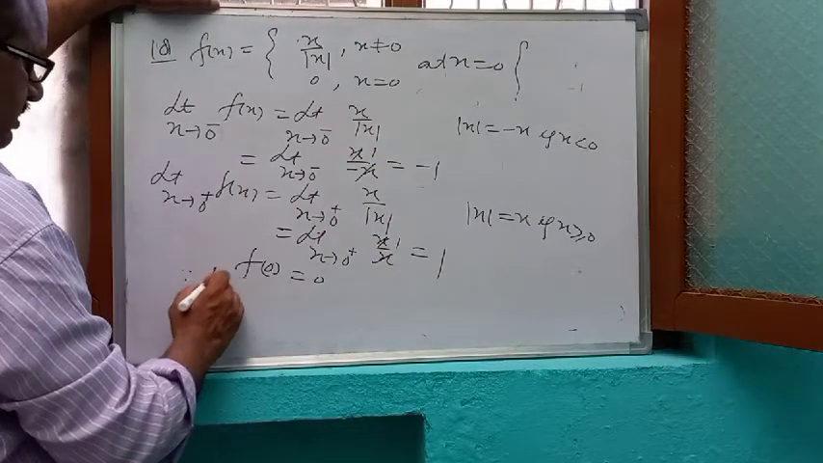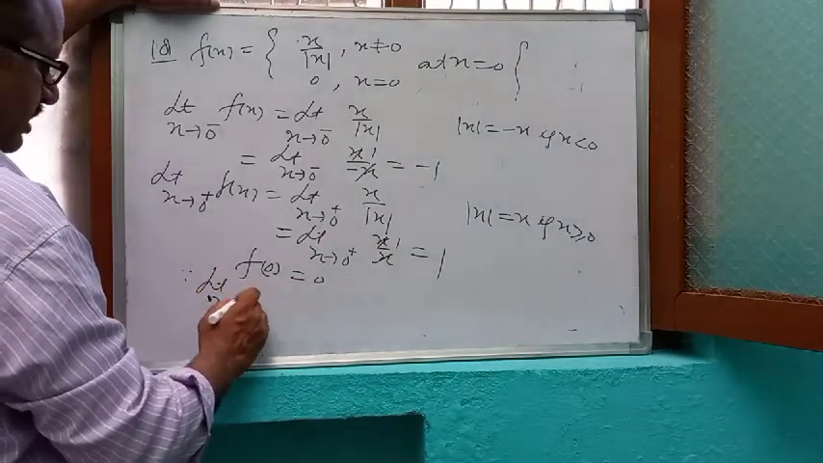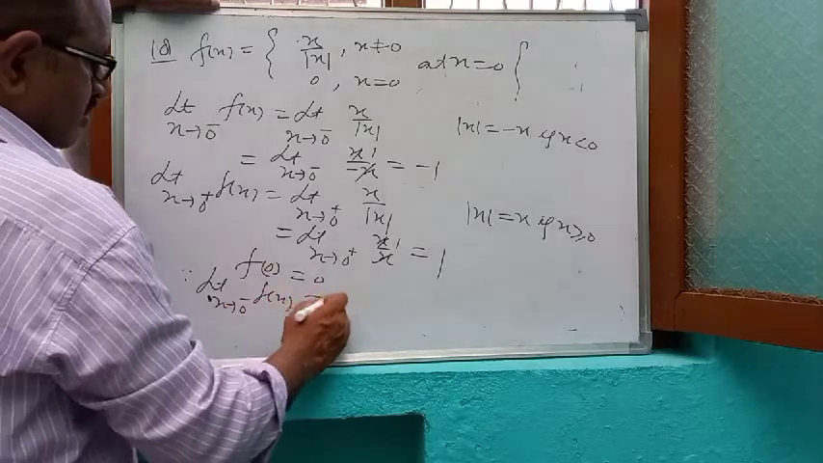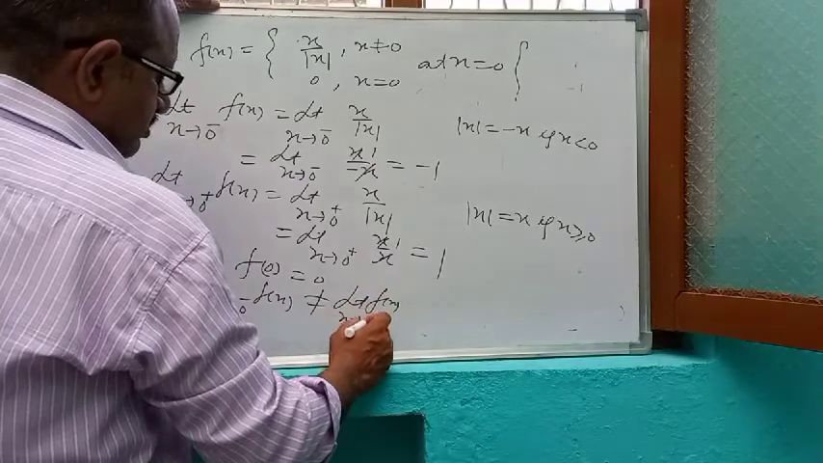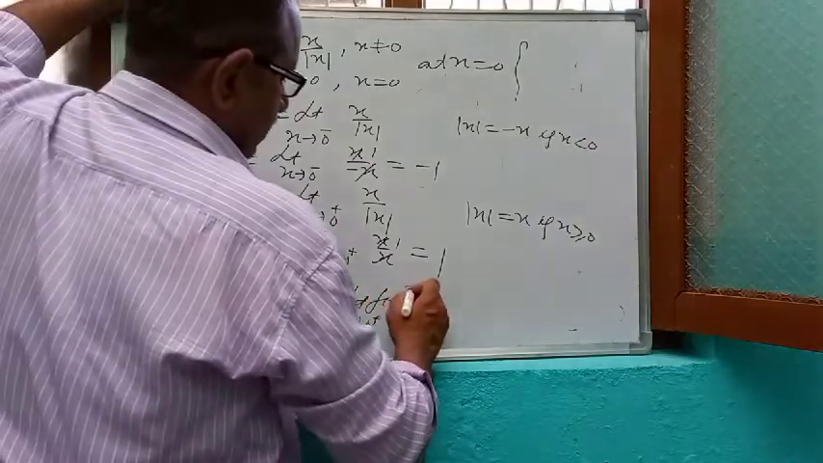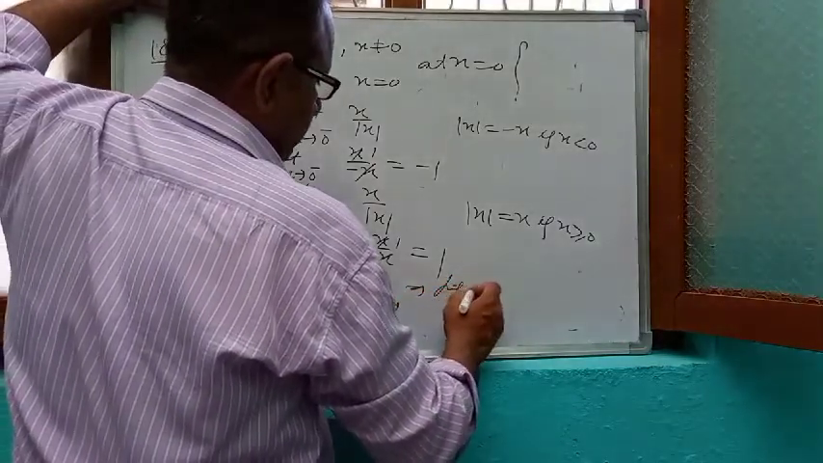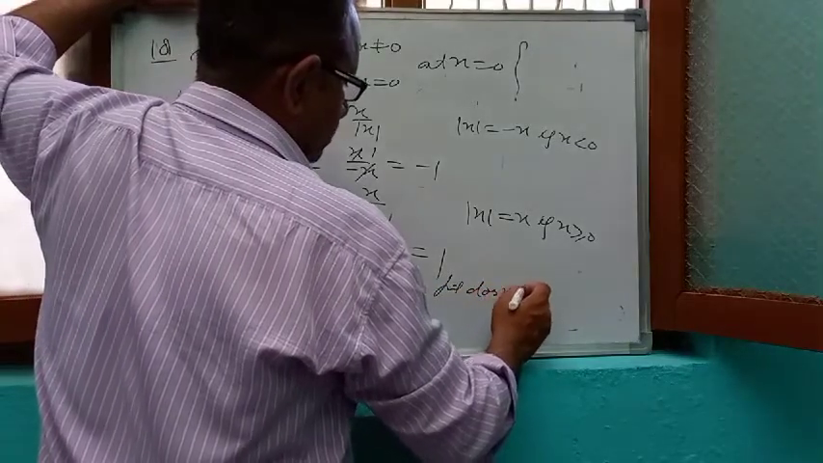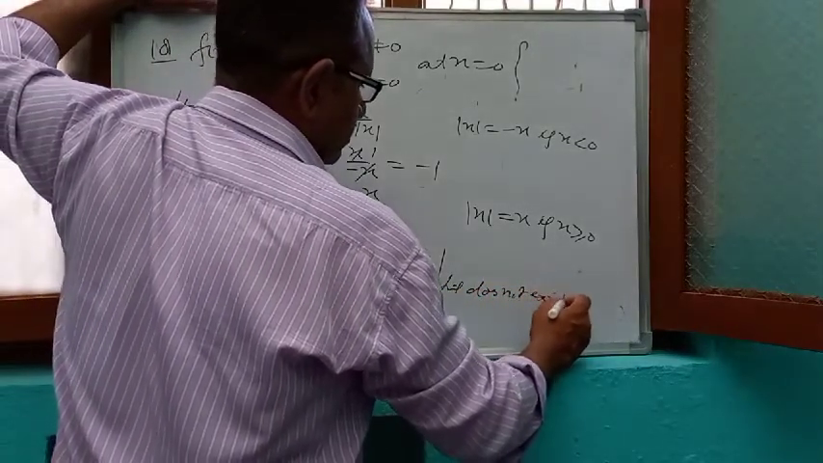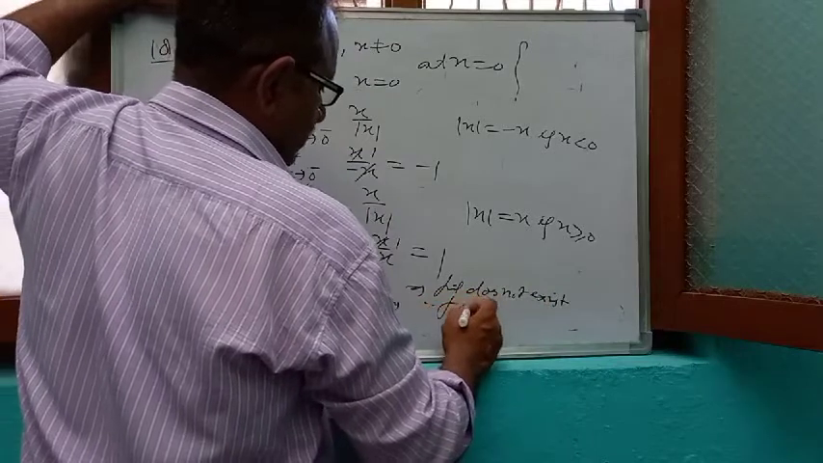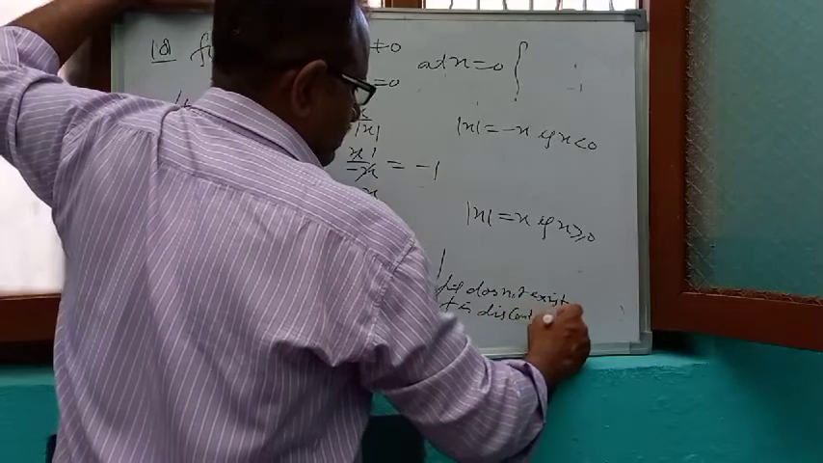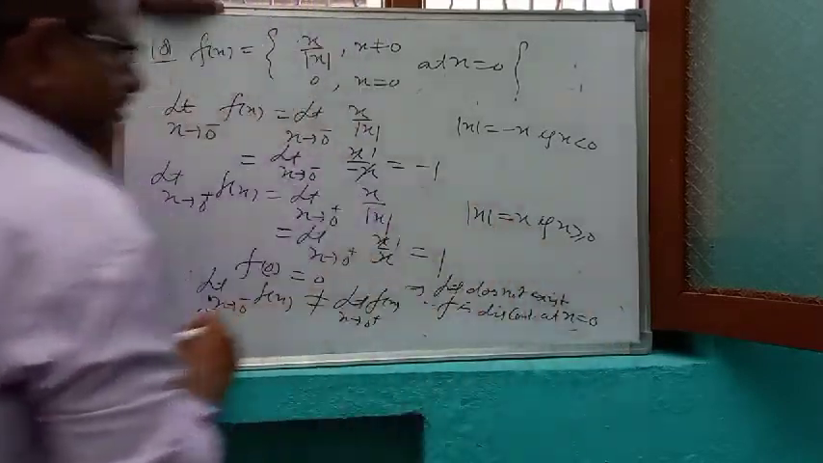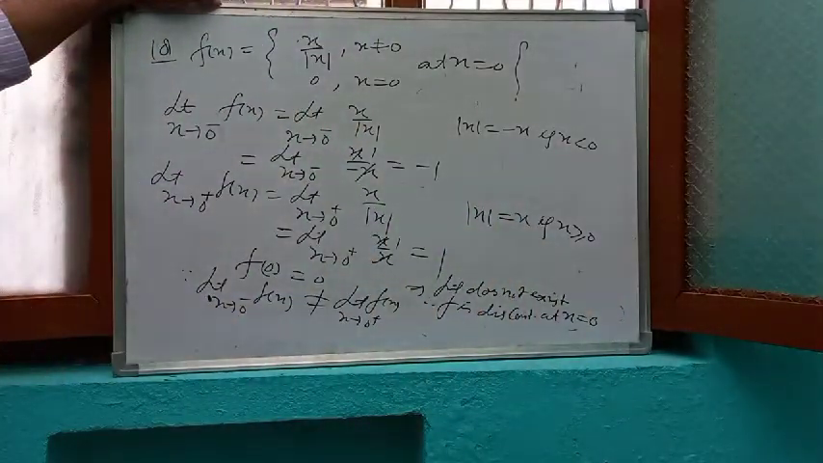So since limit x tends to 0 minus f(x) is not equal to limit of f(x) as x tends to 0 plus, the limit does not exist. Therefore f is discontinuous at x = 0, the function is discontinuous at x = 0.